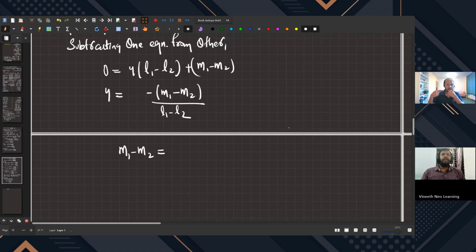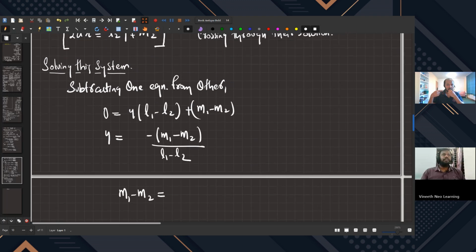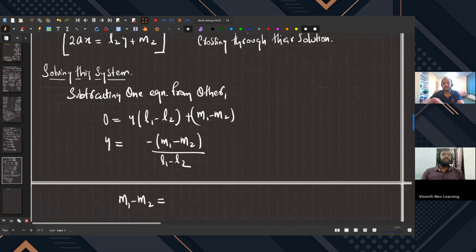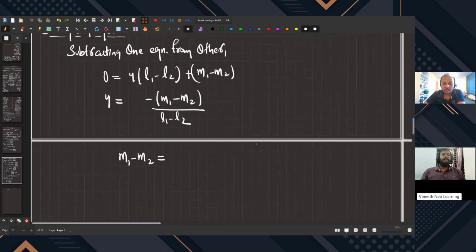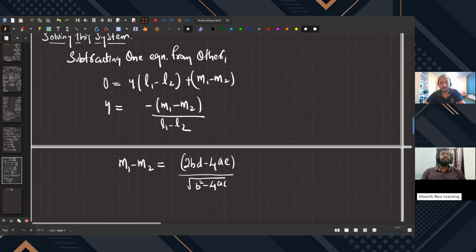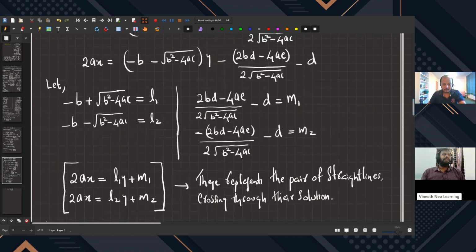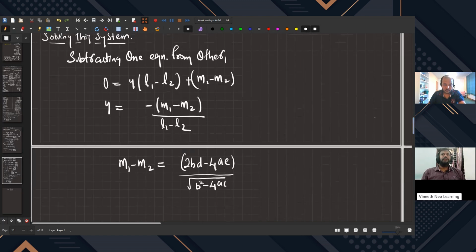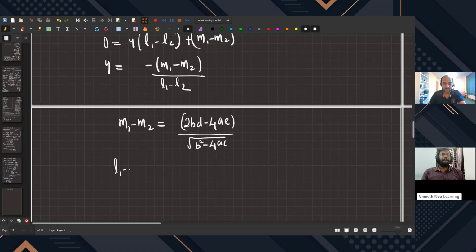Could you move up a little bit? Correct, there is a negative outside. M1 minus M2 becomes 2BD minus 4AE times square root of B squared minus 4AC. And what's L1 minus L2? L1 minus L2 becomes 2 times the square root of B square minus 4AC.